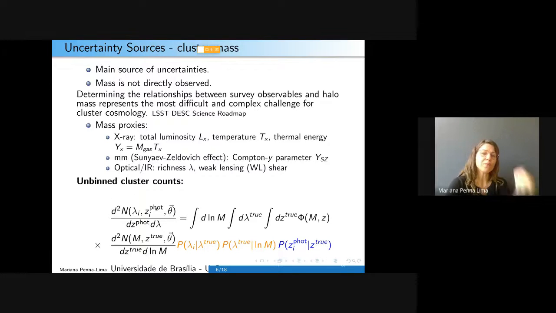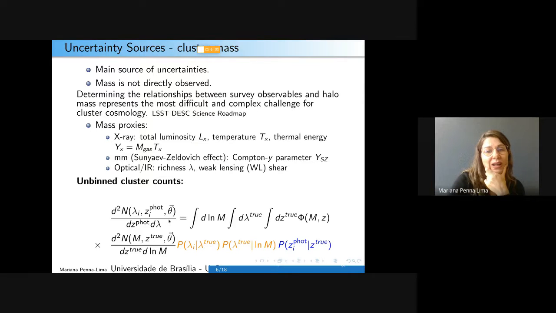So if you want to build a likelihood for cluster counts, you have to build this number density of clusters. This term here is the number density of clusters per photometric redshift and richness. And this is given in terms of the dark matter number density that we described previously, in terms of the Hubble function, the sigma, and so on.